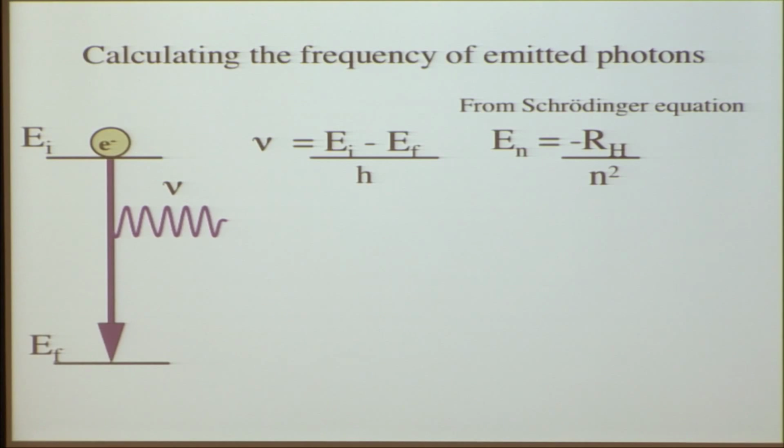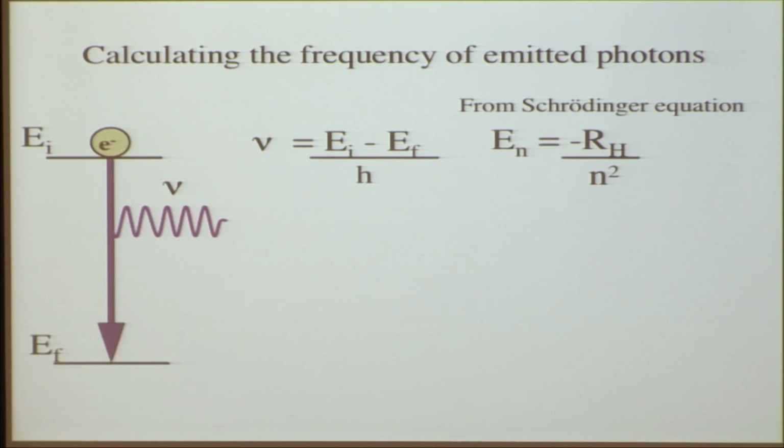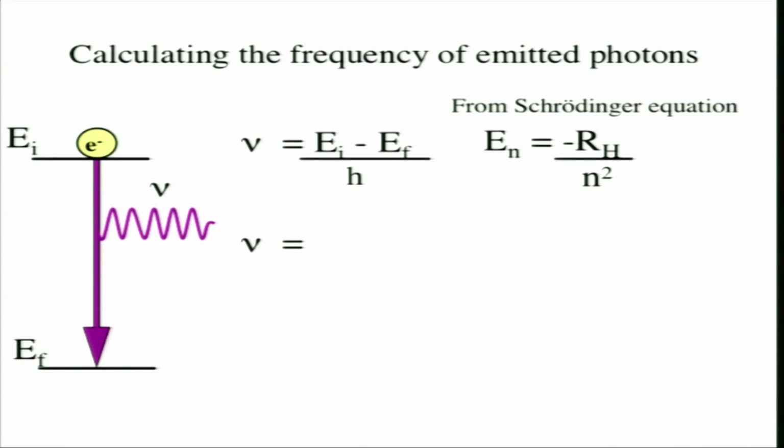And this is, again, for hydrogen. So Z equals 1. So Z isn't shown. We have the binding energy equals minus RH, Rydberg constant, over n squared. And now we can put these equations together. So we can substitute these energies in using these. And so we can do that here.